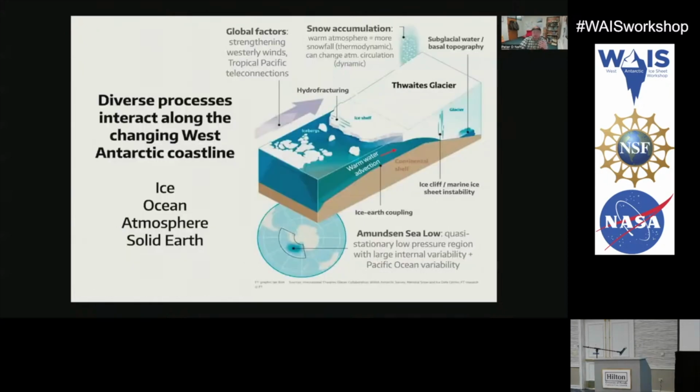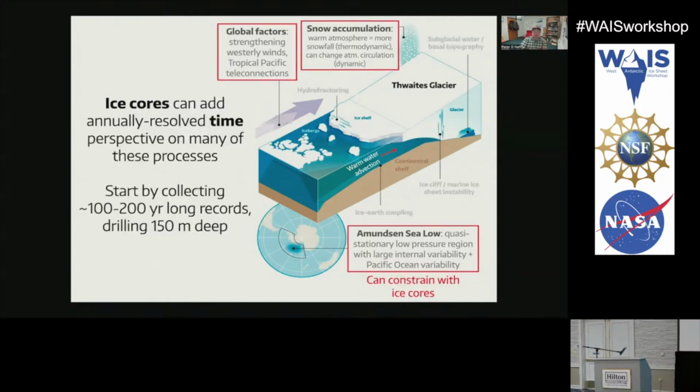And I won't go into the various processes that are interacting along the changing West Antarctic coastline because I think we're all pretty familiar. Everything's interacting: ice, ocean, atmosphere, and the solid earth. And so we all want to bring our different toolkits and understanding to bear on that. And I think ice cores can really give us a good annually resolved time perspective on a lot of these processes, the ones I boxed up in red in particular.